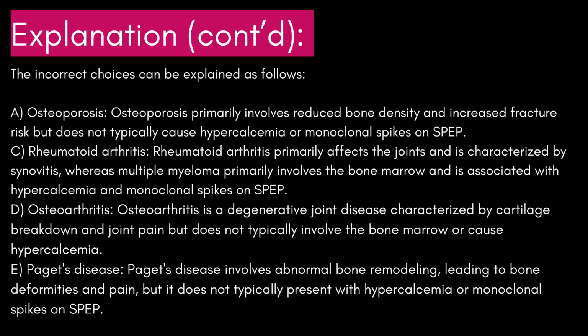D. Osteoarthritis. Osteoarthritis is a degenerative joint disease characterized by cartilage breakdown and joint pain, but does not typically involve the bone marrow or cause hypercalcemia.